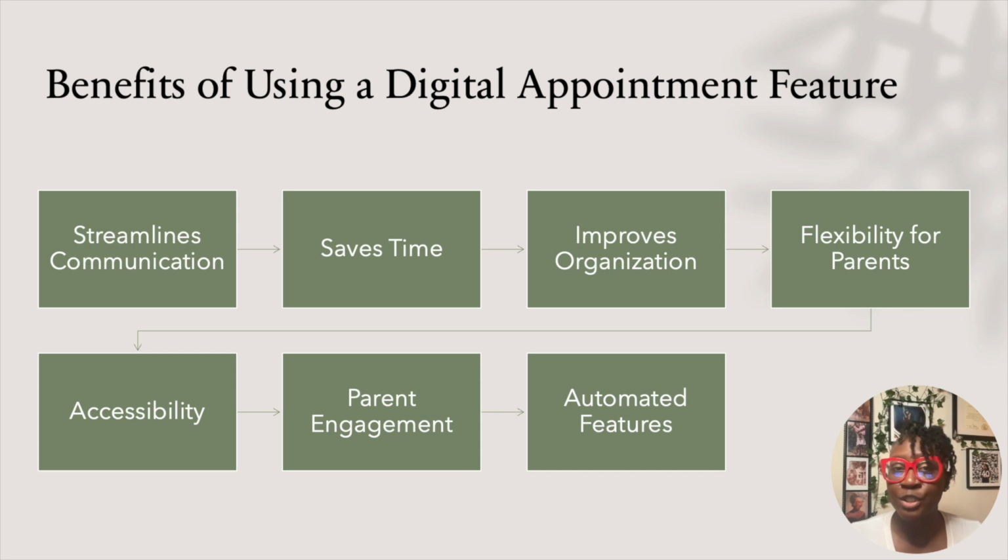Oftentimes, parents don't share our work schedule, so if we're able to do a survey, for example, to find out when would be the best time for our family to jump on a Zoom meeting or a Google Meet meeting to chat with you about the progress of their student, then you could schedule those time frames for families so that they're able to say, okay, at 12 o'clock I'll be on my way to work, so I could jump on a Google Meet.